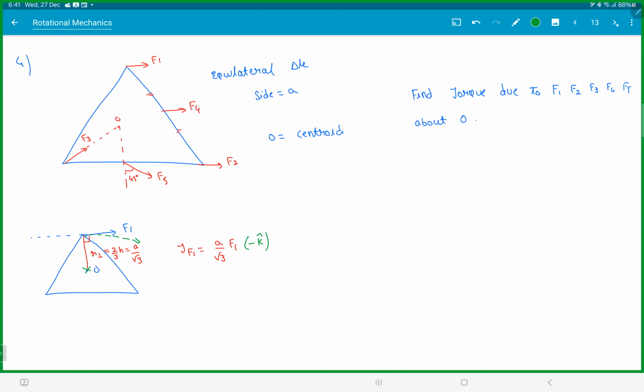So like this, you have to find for the remaining 4. Give me the magnitude and the direction. I did for F1, you do for 2, 3, 4, 5. You've got 1 to 2 minutes.